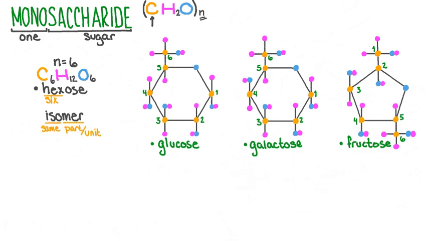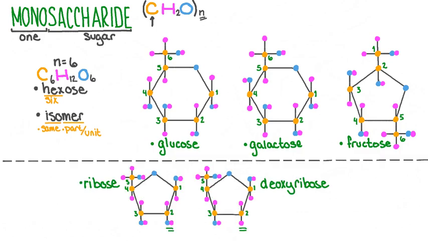All 3 of these simple sugars are also isomers of each other. They have the same chemical formula, which means that they possess the same atoms, just in slightly different arrangements. The ribose and deoxyribose sugars that you find in nucleic acids are also monosaccharides. And these are pentose sugars since they each have 5 carbon atoms. At this point, you've probably noticed that many of these words seem to rhyme. The suffix -ose is a word part that refers to sugar.